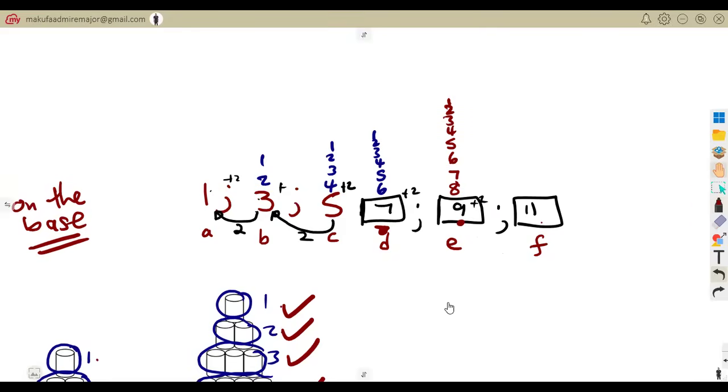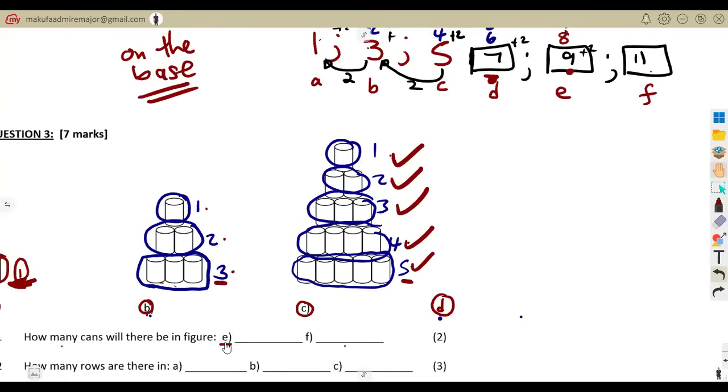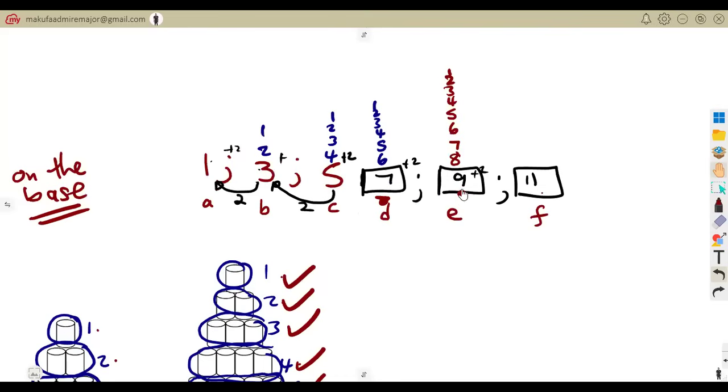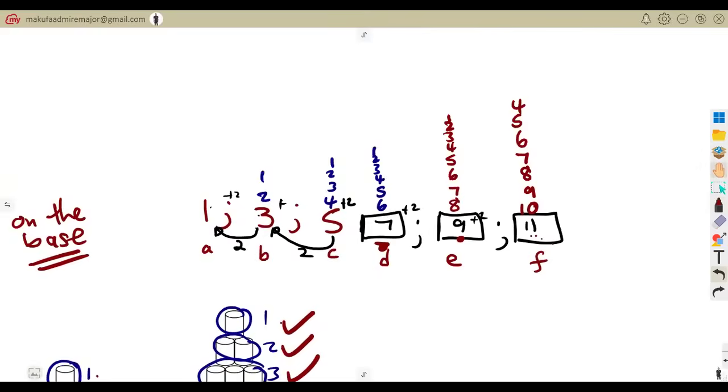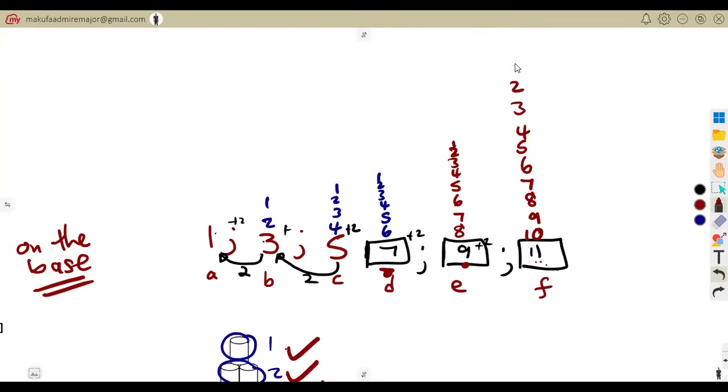So in that case, if they are saying E and F, we have to focus on where E is and where our F is. And the part of F from 10 up to what? Up to 1. From this 11 up to 1. So it's going to be 10, 9, 8, 7, 6, 5, 4, 3, 2, 1. These are the numbers that you are supposed to add.